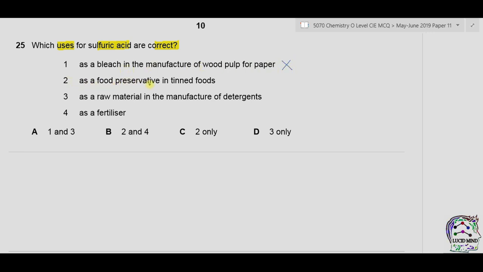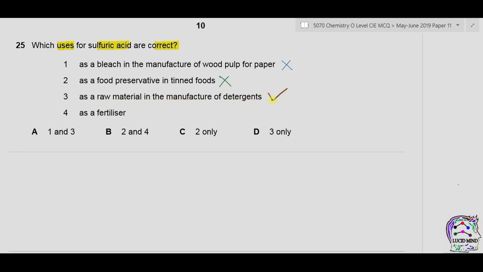Number 2, as a food preservative in tinned foods. This is also incorrect because sulfur dioxide gas or sulfur trioxide gas is used as a food preservative instead of sulfuric acid. 3, as a raw material in the manufacture of detergents.